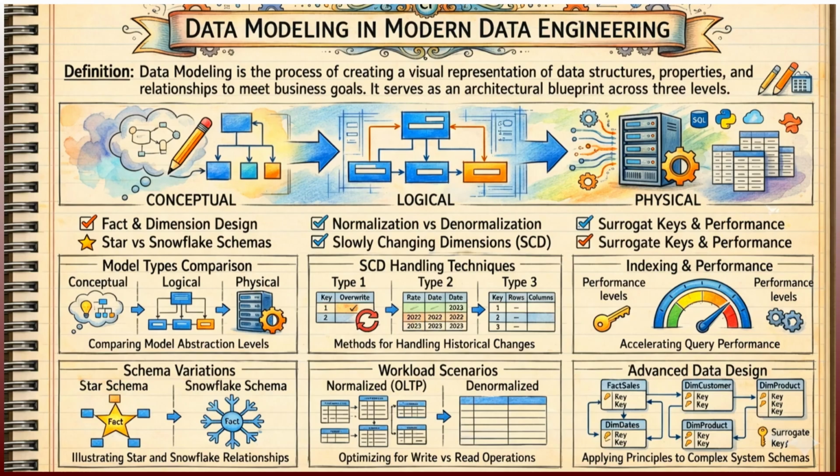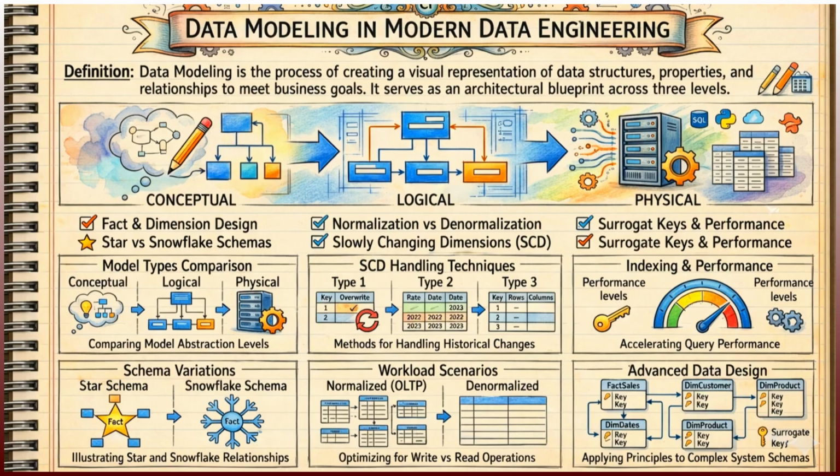Every robust data architecture begins with a clear blueprint. We look at data modeling through three distinct lenses of abstraction. First, the conceptual model. This is our big picture view where we identify high level business entities and their relationships without worrying about technical constraints.